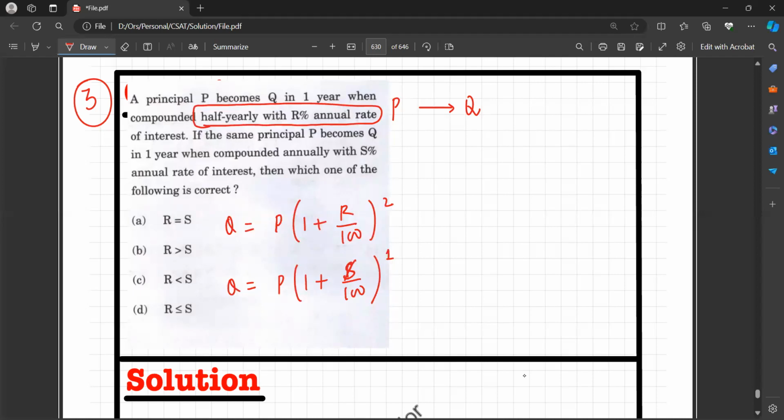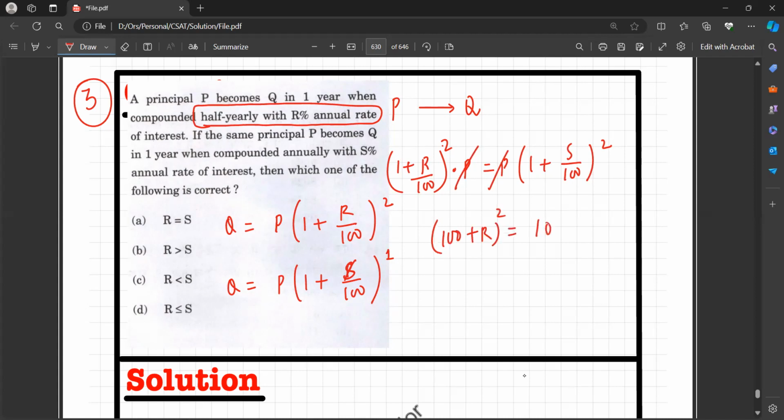दोनों का रेट सेम, दोनों का अमाउंट सेम है. सो 1 plus R by 100 का होल स्क्वायर इंटू P इज इक्वल्स टू P इंटू 1 plus S by 100 का स्क्वायर. P getting cancelled. 100 plus R का स्क्वायर इज नथिंग बट 100 इंटू 100 plus S. Yes or no? Got it?